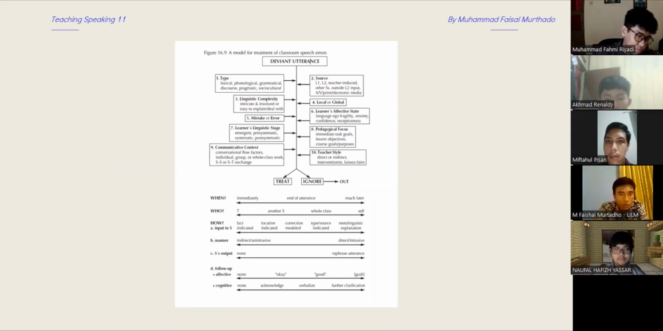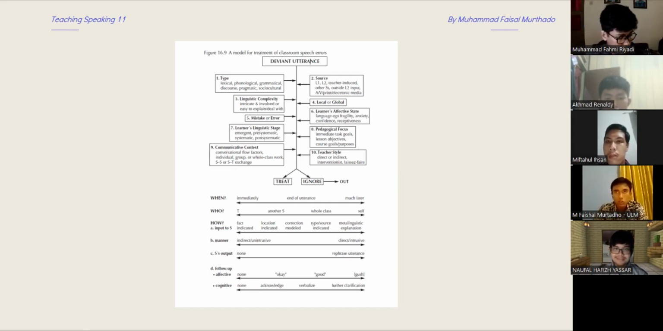Going down, it's harder actually to communicate context, communicative context, and then teacher style. Now, from all of these types of error, we can choose to treat or ignore. Ignore means we just let it go and move on. But treat.